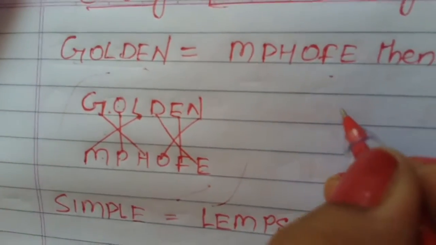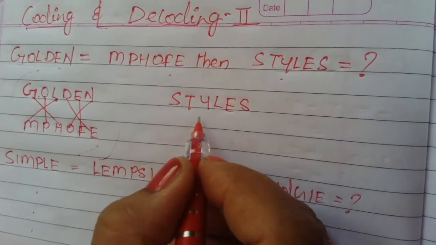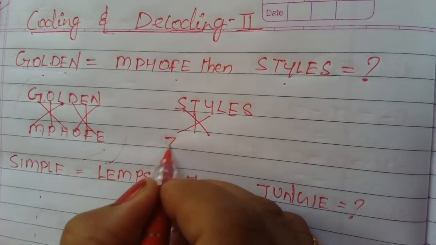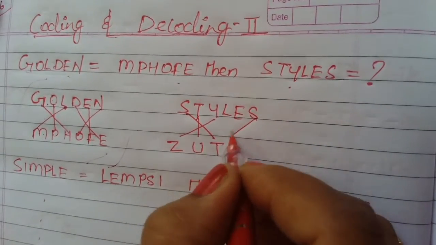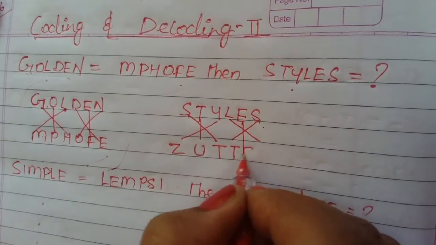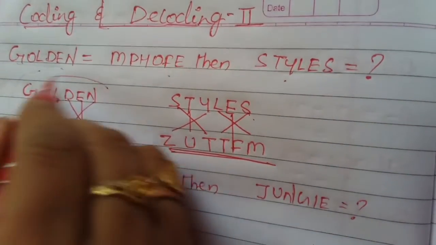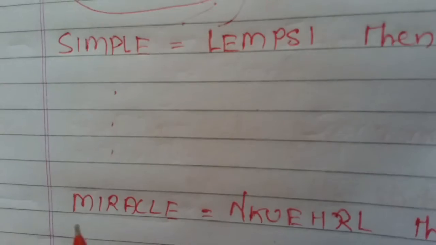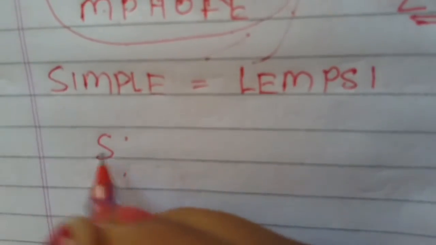In the same way, we have to find out STYLES. So the same way it will be like this: Y, Z, T, U, S, T. In the same way, this one also S, T, E, F, L, M. So this is the final answer. This is one of the patterns of coding and decoding questions. In the same way, we can see some more examples, some other patterns.